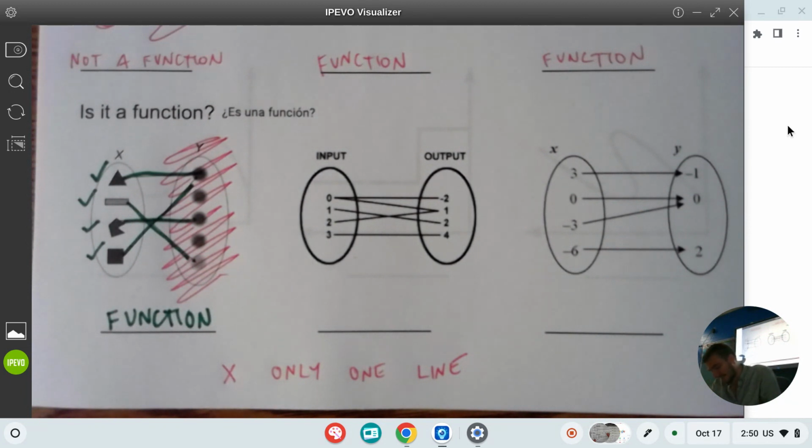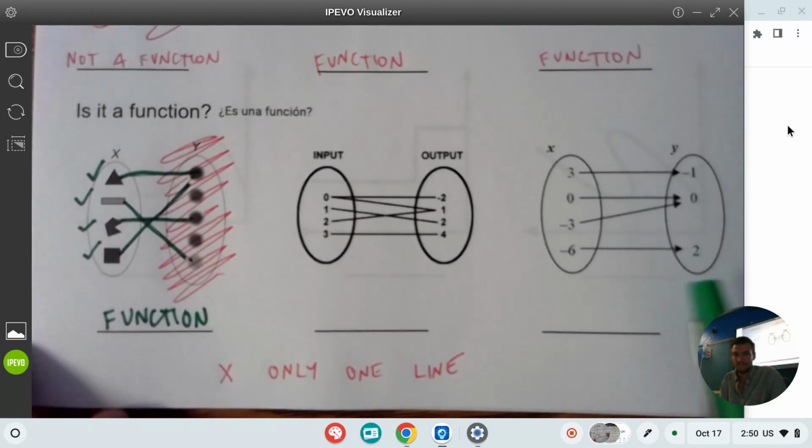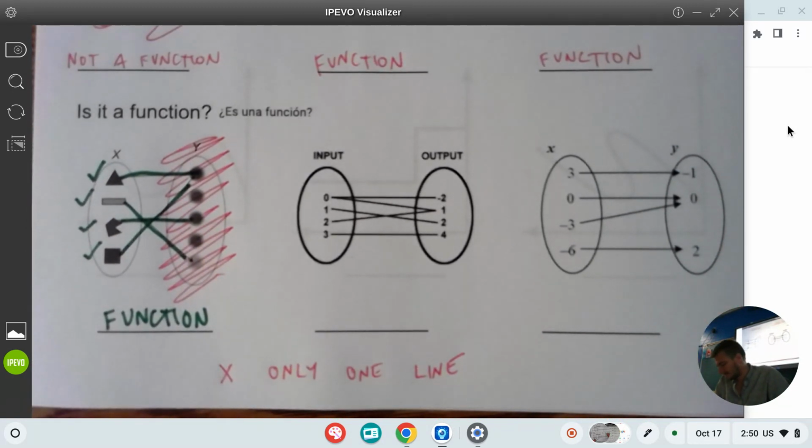All right, I'm going to give you 25 seconds. See if you can do the next 2. Look at them. Take your time. If you want to cross off the y's, cross them off. Remember, x, only 1 line. If you finish up, just stay quiet for a sec. All right, there's your 25.